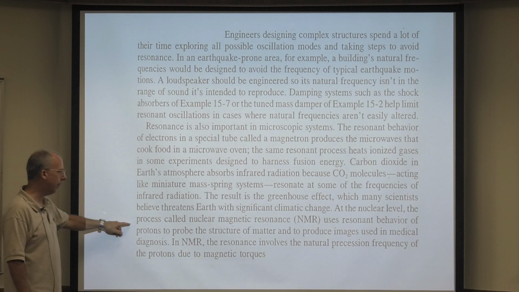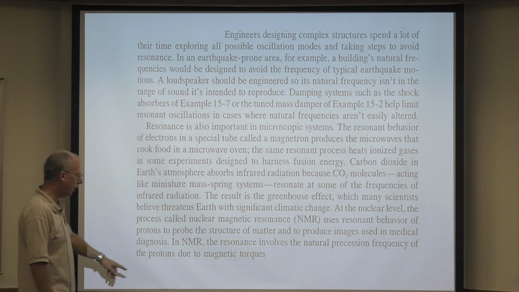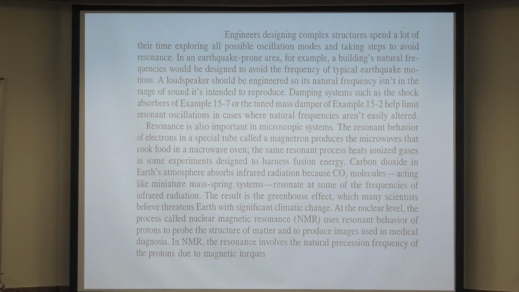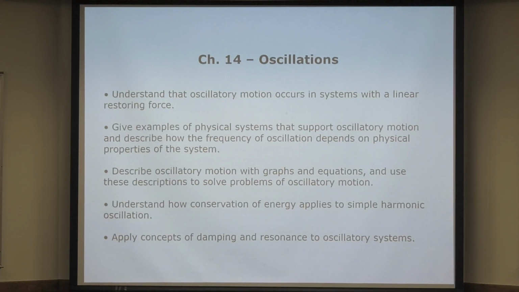At the nuclear level, the process called nuclear magnetic resonance, NMR, uses resonant behavior of protons to probe the structure of matter and to produce images used in medical diagnosis. In NMR, the resonance involves the natural precession frequency of protons due to magnetic torques. So what do you know? Resonance is all over the place. Okay, that's it. Let's just quickly review.